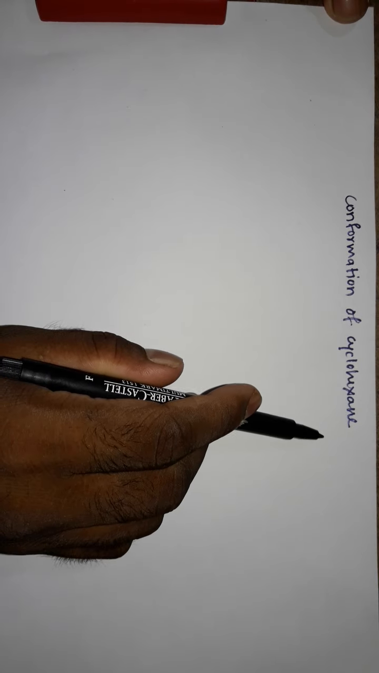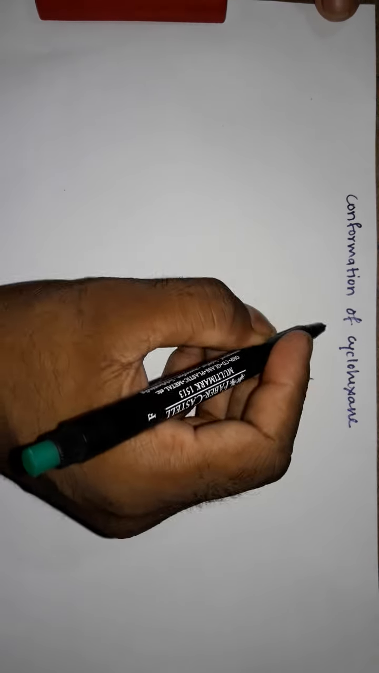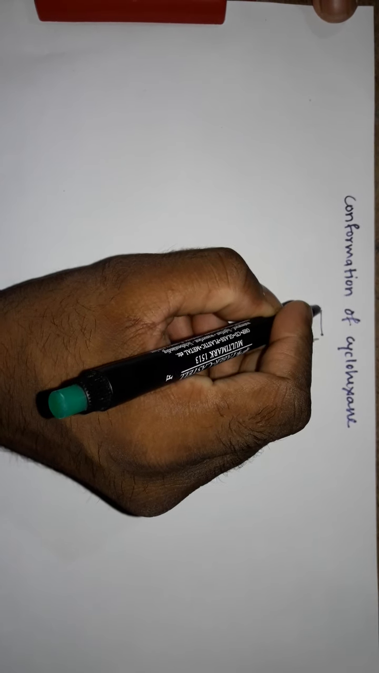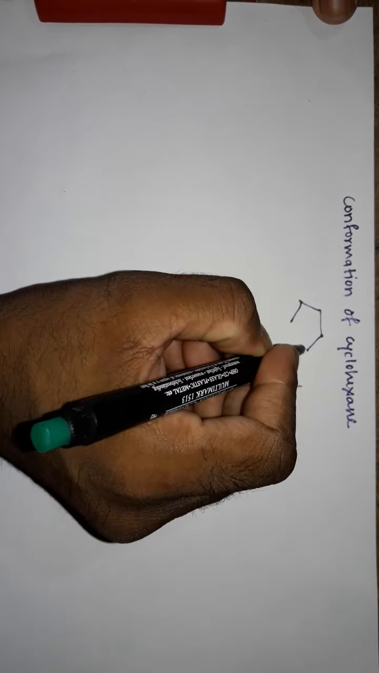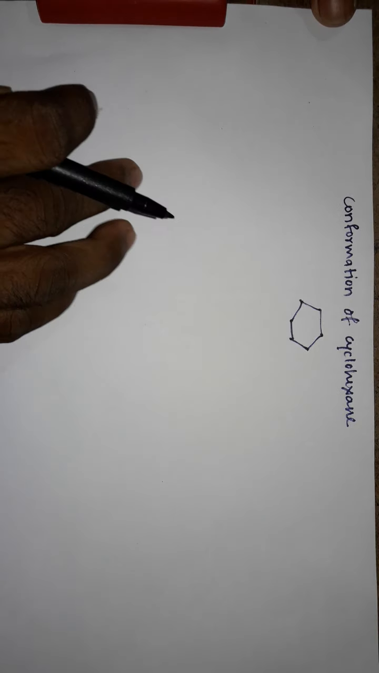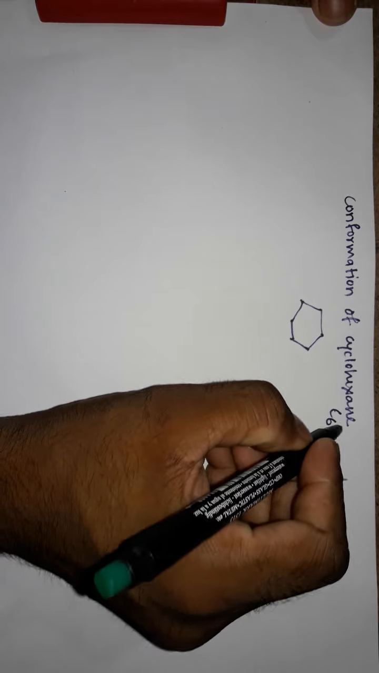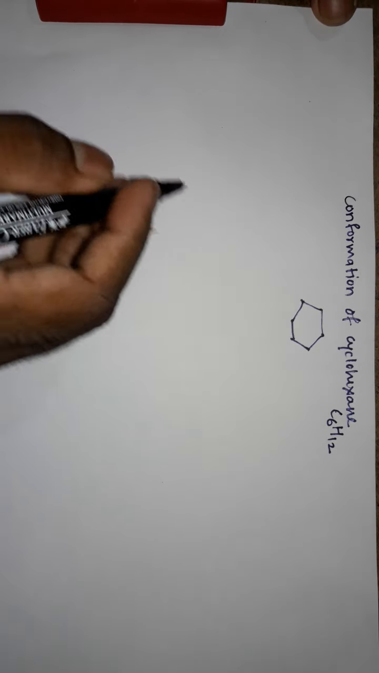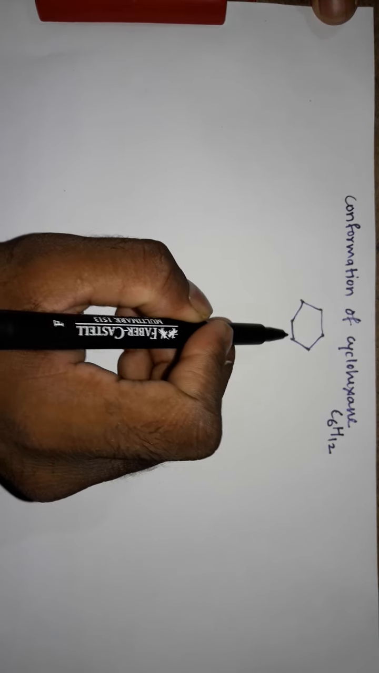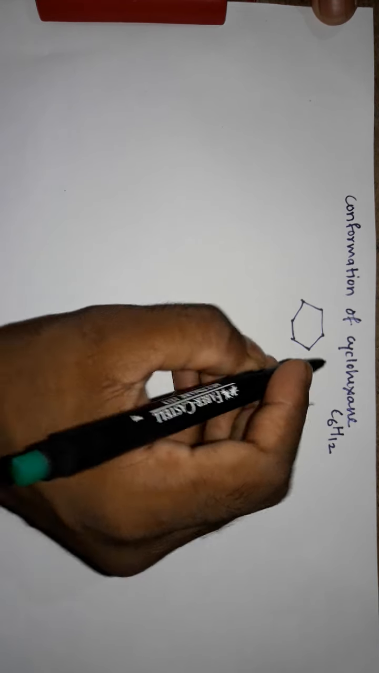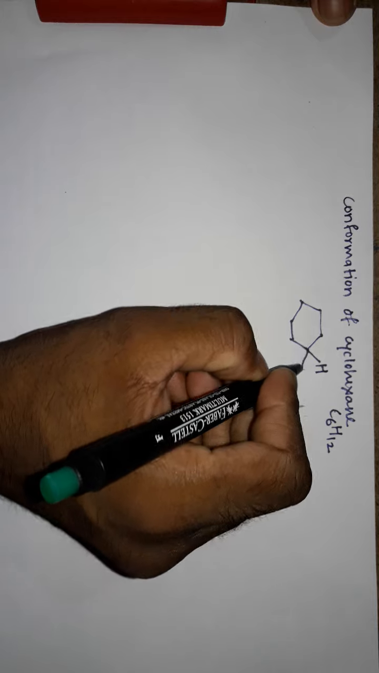Hello everyone. Today we are going to learn about conformation of cyclohexane. So if we write a structure of cyclohexane, it will be like this. This is the structure of cyclohexane. We have a formula C6H12. So in this structure there are 6 carbons and each carbon contains 2 hydrogens like this.